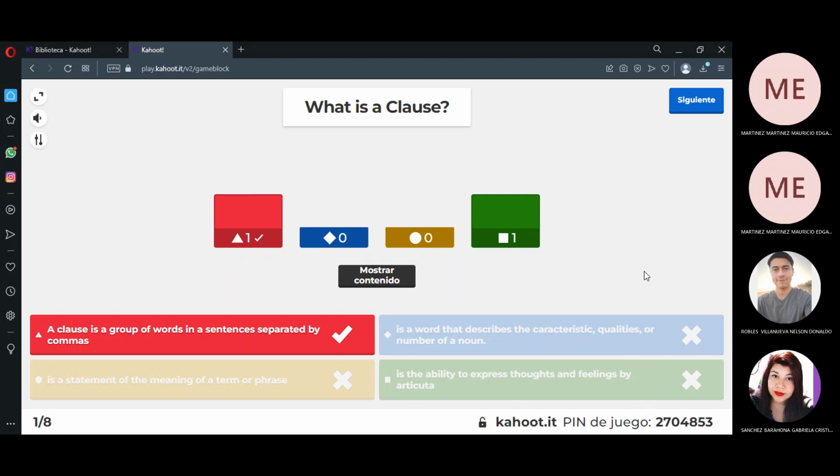Okay. The answer for this question is a clause is a group of words in a sentence separated by commas, because the commas will tell you when the first clause starts and the second clause starts too, when one clause ends and the other continues. Okay, next question.